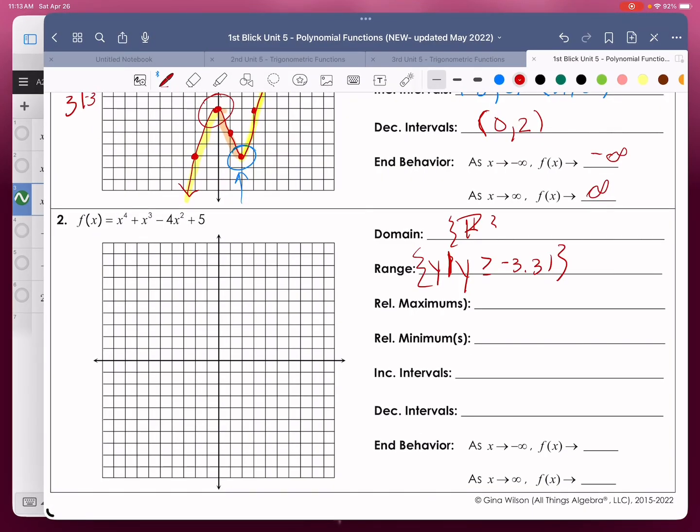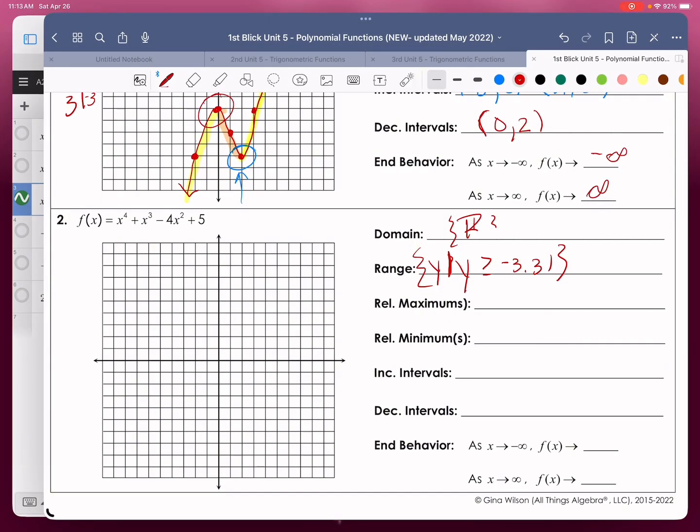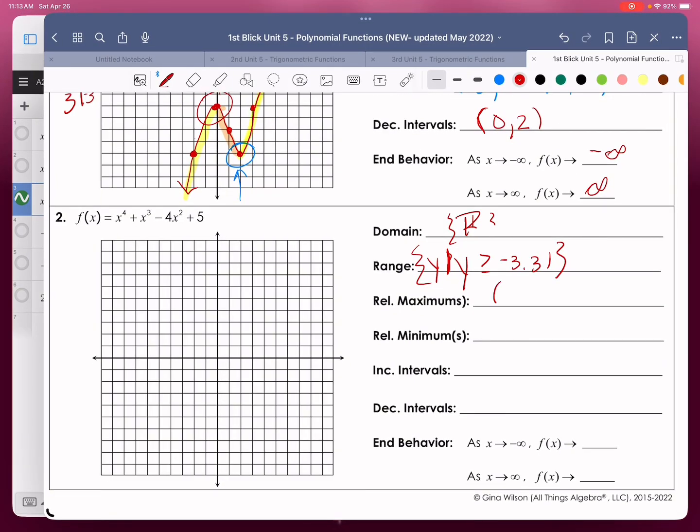Okay, so when we look at our graph, how many maxes and mins are we going to have? Well, we have two relative minimums, one here and one here. And then we have one relative max right there at 0.05. So let's go ahead and put the relative max is at (0, 5). And then our relative minimums were at (-1.84, -3.31).